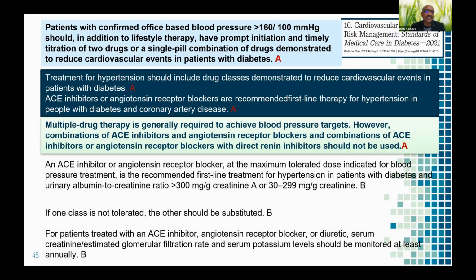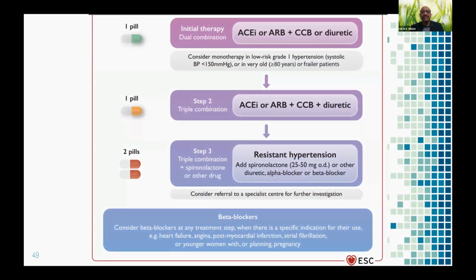So I will again say that the treatment for hypertension should include drug classes demonstrated to reduce cardiovascular events in patients with diabetes, and ACE inhibitors or angiotensin receptor blockers are recommended first-line therapy for hypertension in people with diabetes and coronary artery disease. Multiple drug therapy is generally required to achieve blood pressure targets. However, the combination of ACE inhibitors and angiotensin receptor blockers, and the combination of ACE inhibitors or angiotensin receptor blockers with direct renin inhibitors, should not be used. So this is a well-known fact.